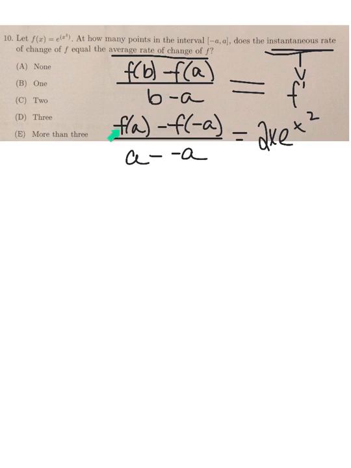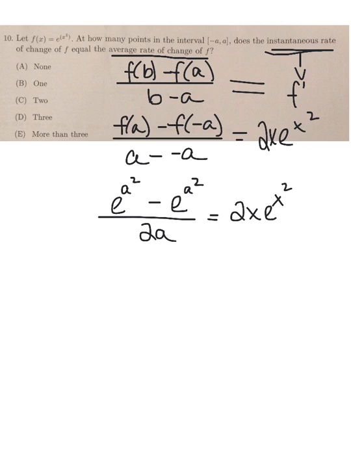Okay? All right, so let's do f of a. When I'm doing f of a, I'm just putting in an a right here. When I'm doing f of negative a, I'm putting in a negative a right there. So I am going to end up with e to the a squared minus e to the, now if I put in a negative a and I square it, isn't that still a squared? And that's going to be all over 2a, and we're setting this equal to 2x times e to the x squared.